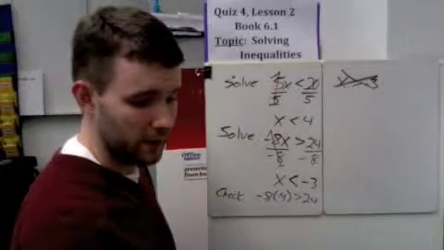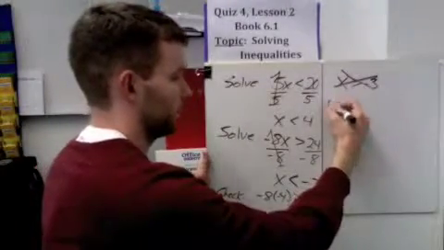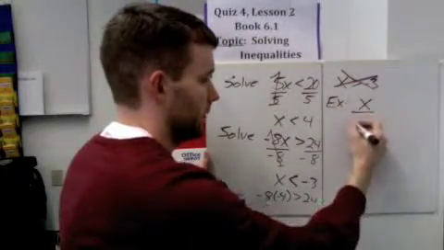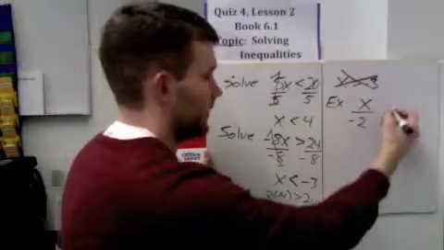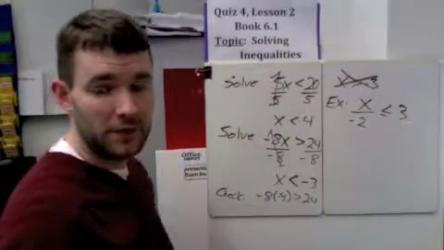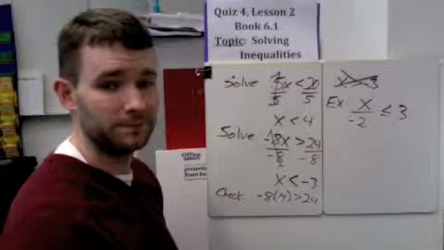Okay, and let's do one more example. And so the second example is x over negative 2 is less than or equal to 3. Take a second, pause the video, and see if you can work this problem out.